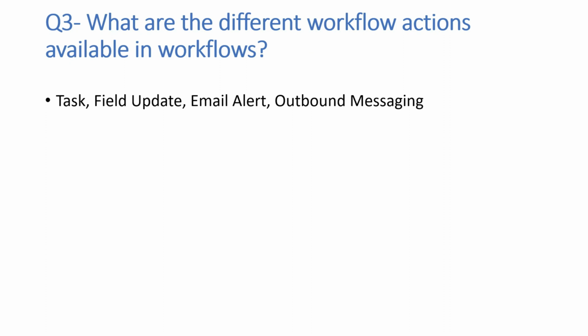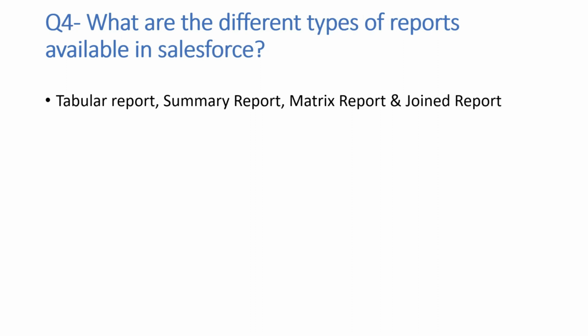3. What are the different workflow actions available in workflows? Task, field update, email alert, outbound messaging. 4. What are the different types of reports available in Salesforce? Tabular report, summary report, matrix, and joint report.